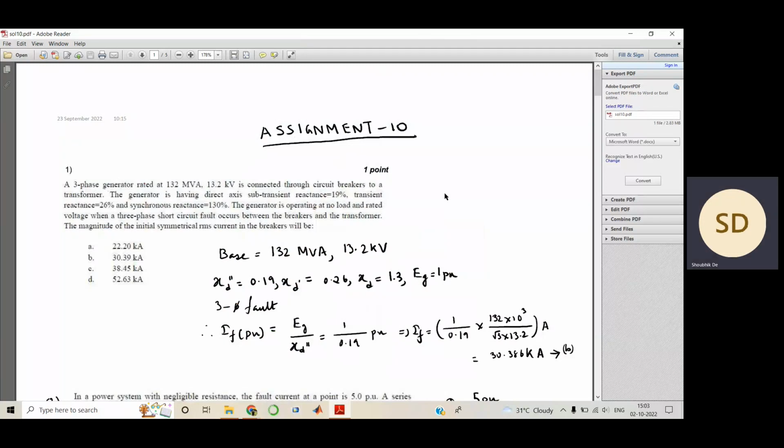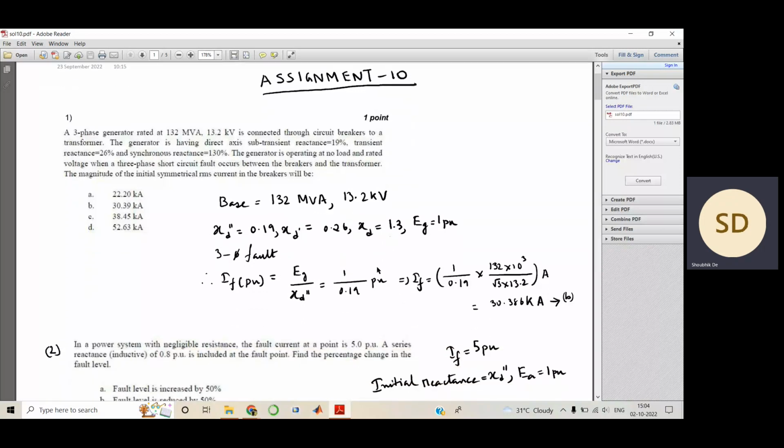So since we are dealing with a three-phase fault, as we know, we have to consider the subtransient reactance, right? Because during faults, when the synchronous generator gets short circuited for let's say 2 or 3 cycles, for the first 2 cycles, maybe only the subtransient reactance or Xd double dash is operable. So which is 0.19. Now our base is 132 MVA and 13.2 kV.